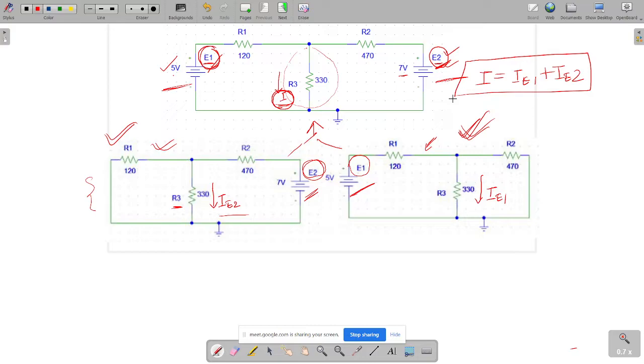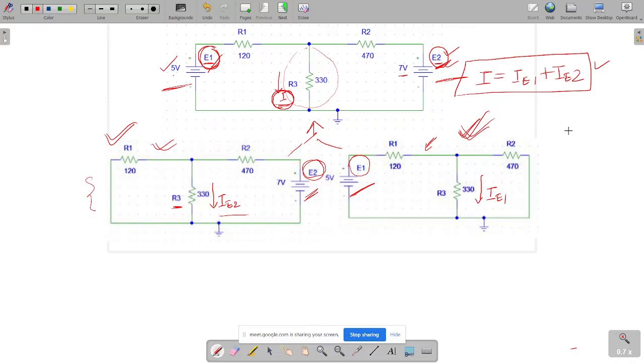Yes, ma'am. It means that the branch current I is basically the branch current when both the voltage sources are simultaneously active, or active at the same time, right? So that current will be the algebraic sum of the current generated by E1 alone and the current generated by E2 alone. Now do we all understand the superposition theorem?